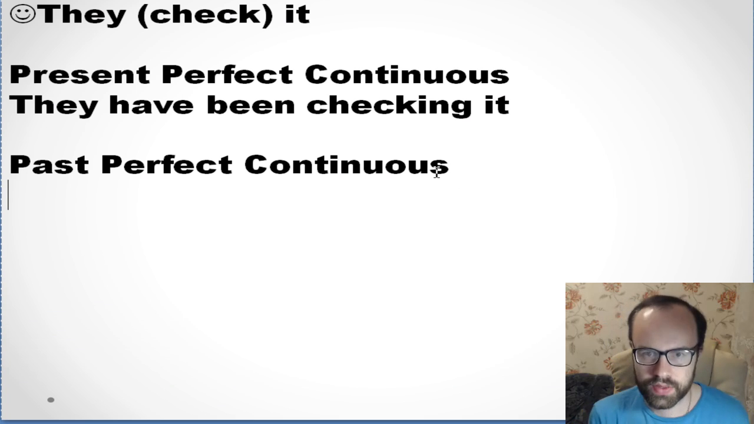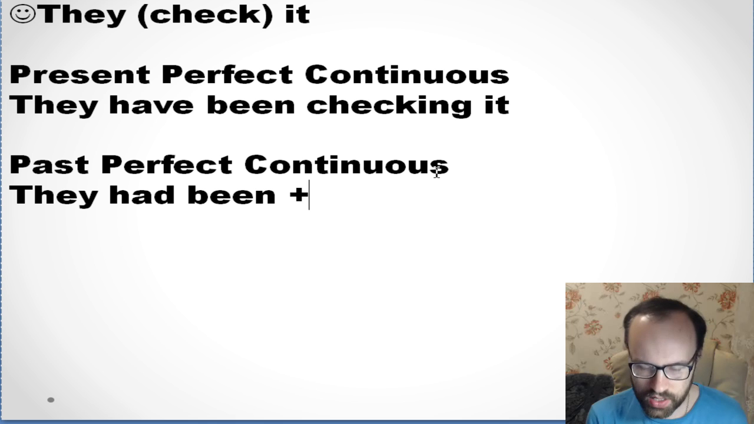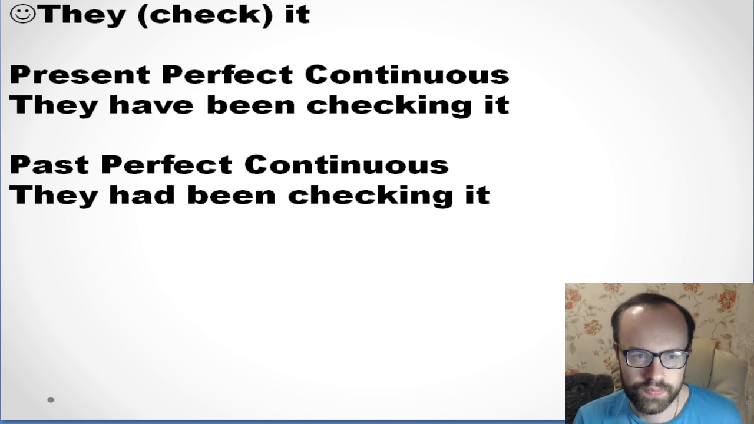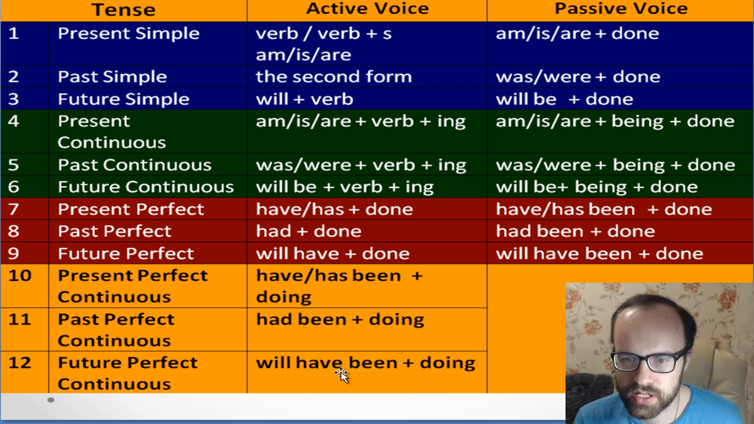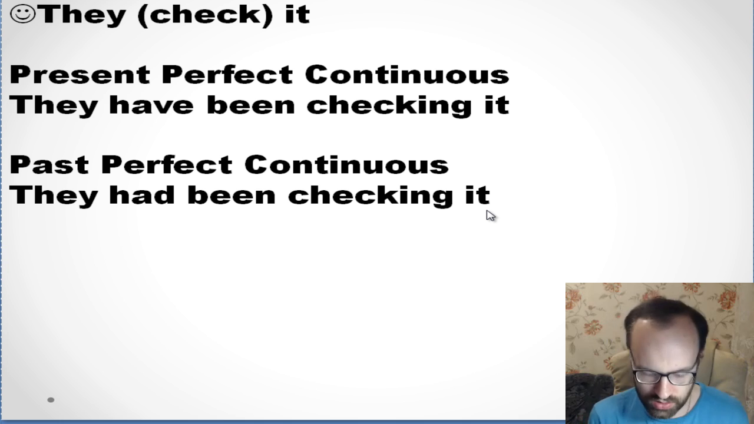So they had been plus doing. It means that you need to put this verb check plus ing. So they had been checking it. And future perfect continuous: will have been doing. Okay, good. So I remember it.